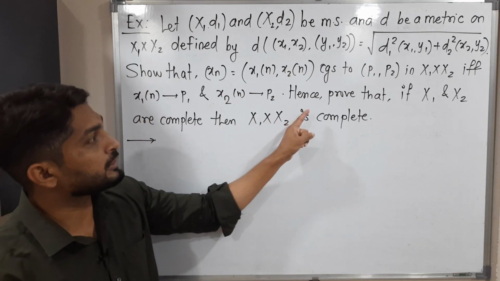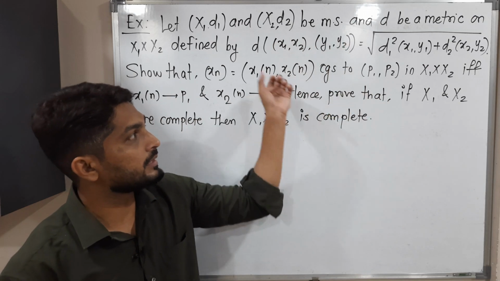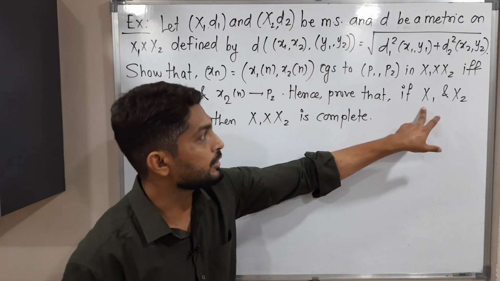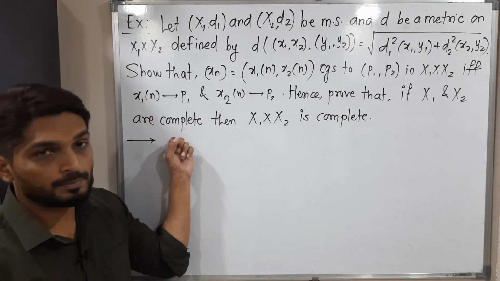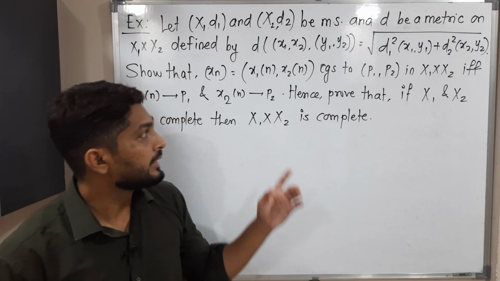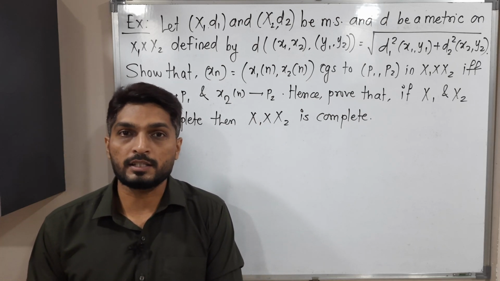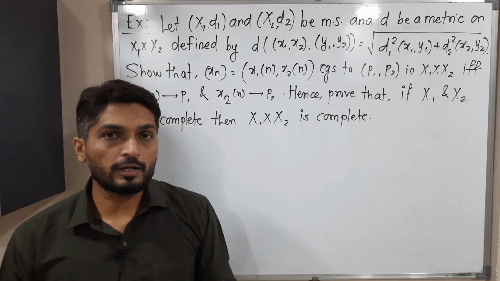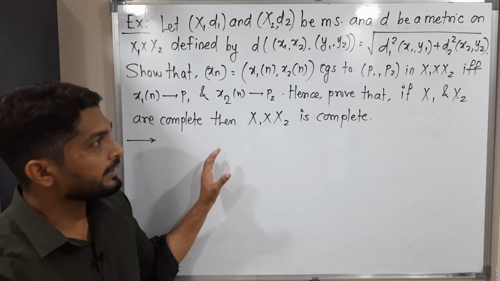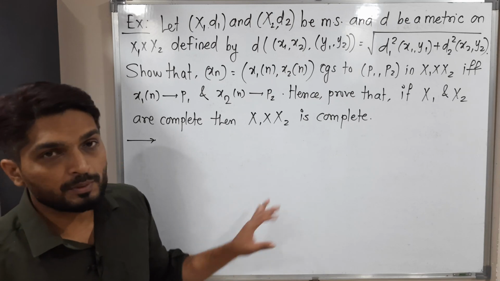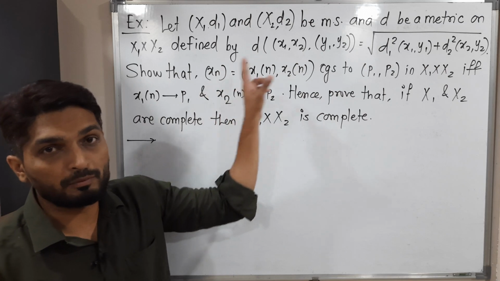They have also given one extension. With the help of this result, if X1 and X2 are complete metric spaces, then X1 cross X2 is also complete metric space. This thing we have to prove. So let us start to prove all these things one by one. I will not waste my time and space in writing the given things, since all things are already before you, right?